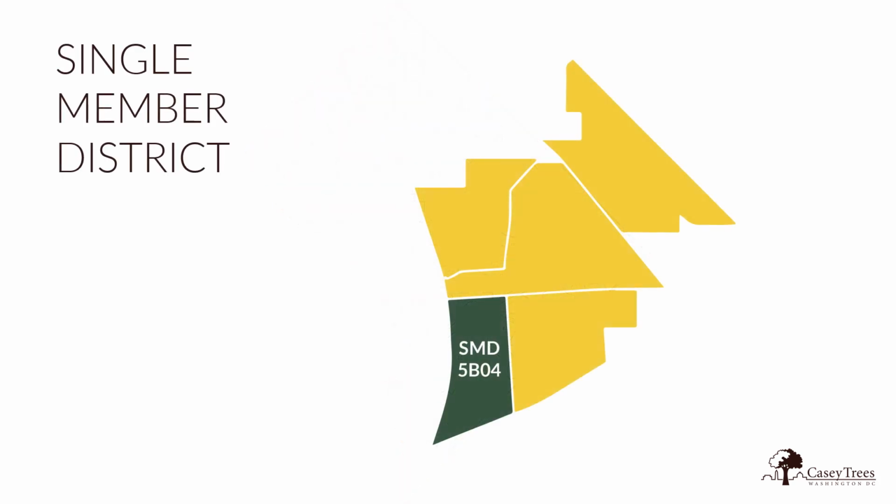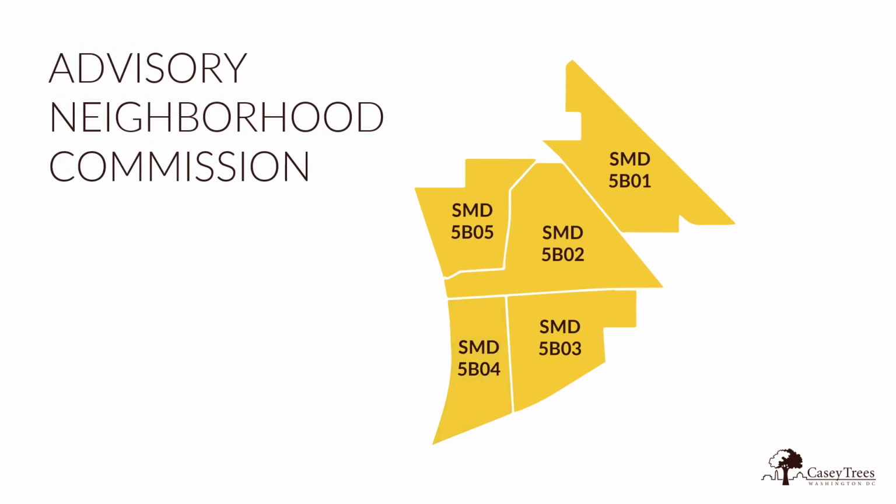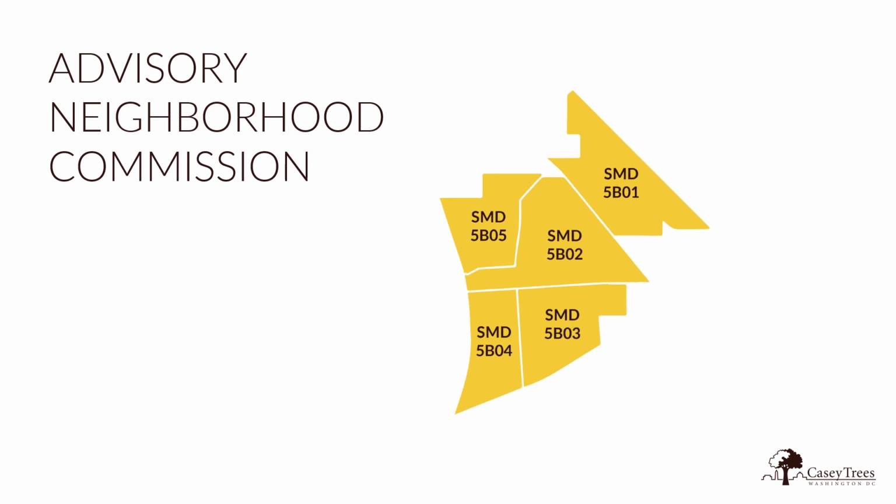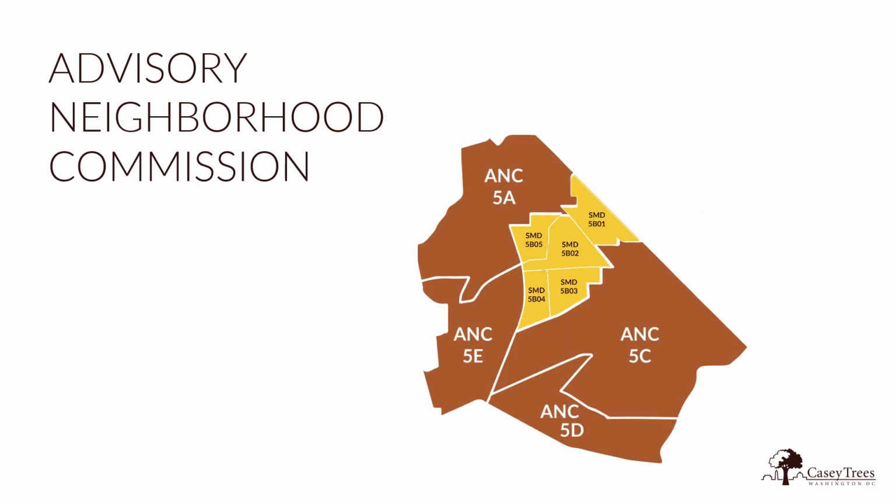At the smallest level of government, we have single-member districts, or SMDs. Together, the SMDs make up an Advisory Neighborhood Commission, or ANC. Each SMD is represented by an ANC commissioner. Together, the commissioners create a small, hyperlocal governing body. They help approve zoning changes and provide a chance for residents to comment on developments.